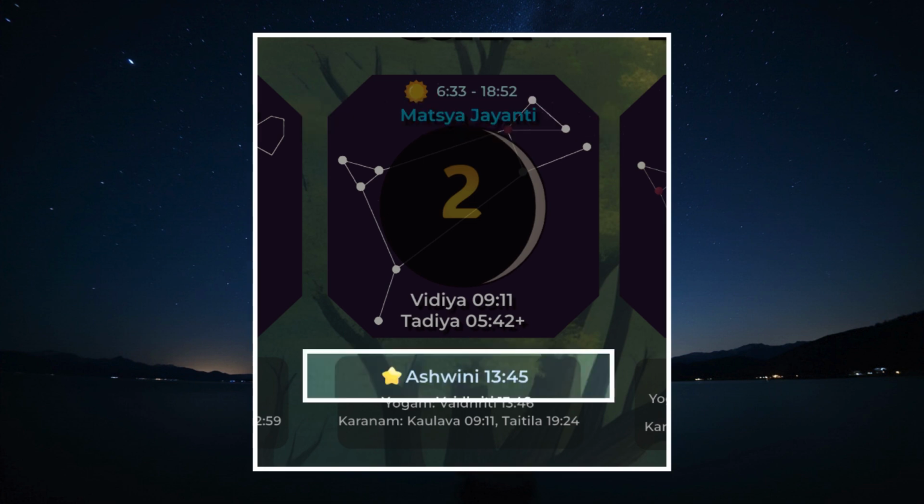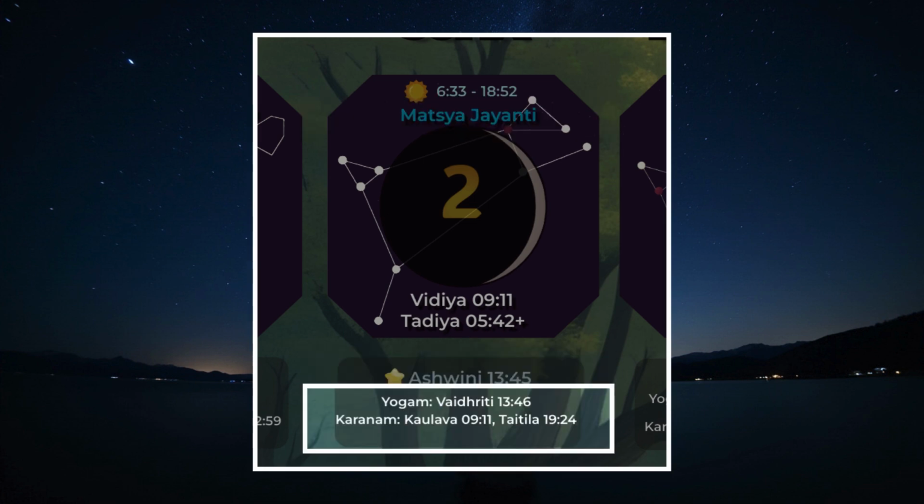The nakshatra name is displayed with a star icon. Below that, the names of yoga and karana are provided, along with their respective durations.